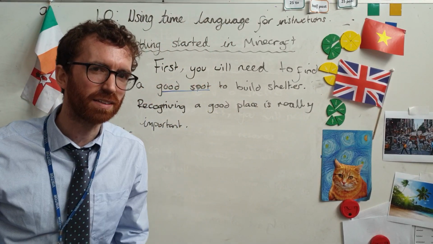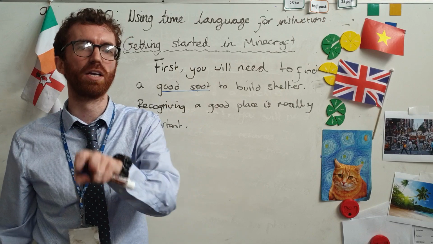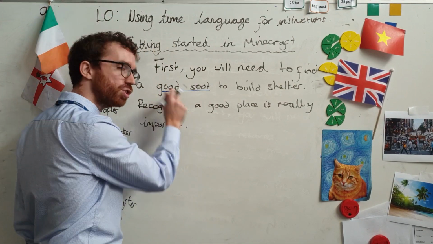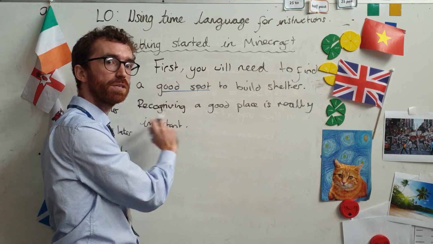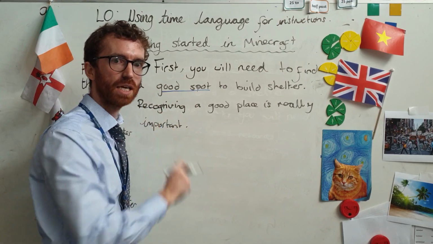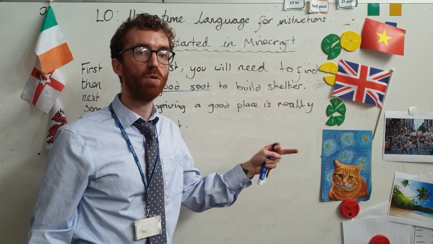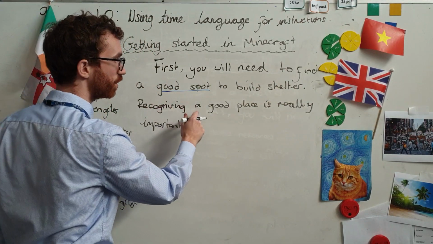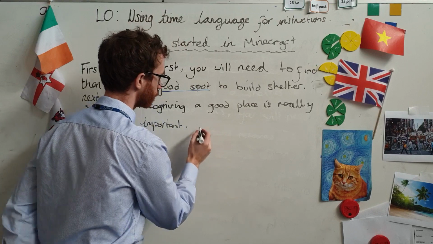I could have written that sentence, it is important to recognize a good place, but I varied the way I opened my sentence. It's a really good tactic. There's a whole video on varying your openers on YouTube. Go and check it out if you're struggling with that. Recognizing a good place is really important.